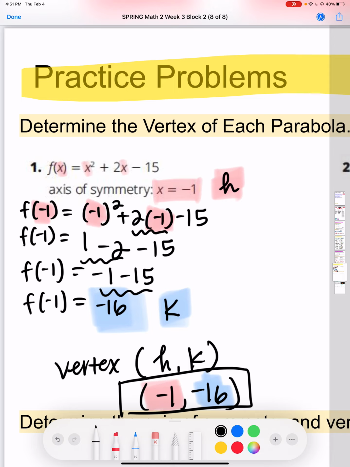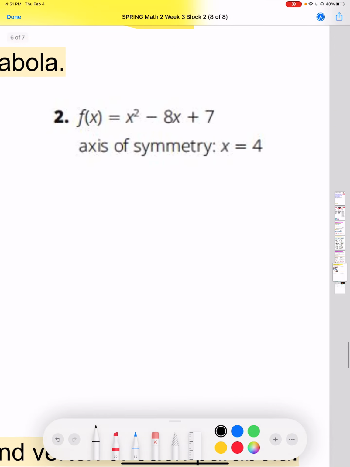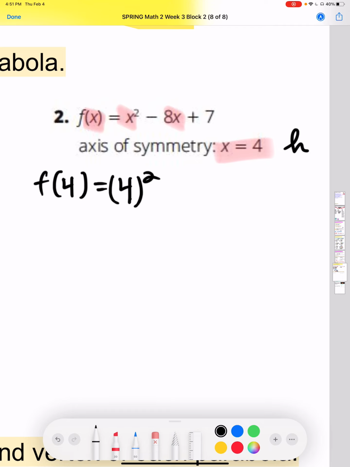All right, so let me go ahead and try another one. So the one on the right is also in standard form. We're given the axis of symmetry, which is, remember, our h coordinate. We need an h and a k to fill in our vertex. So I need to take this h or this x and plug it in. So I'm going to have f of 4 equals 4 squared minus 8 times 4 plus 7.